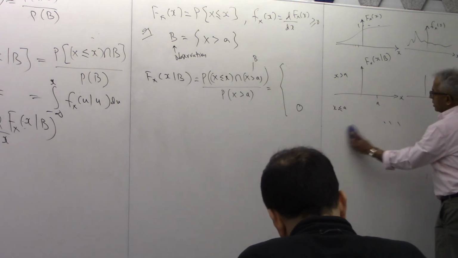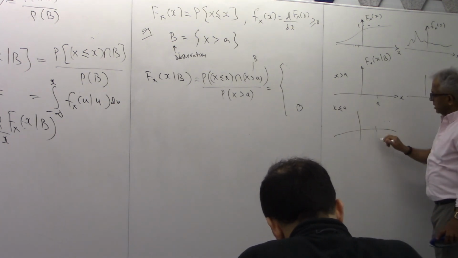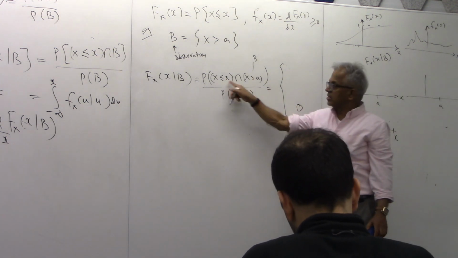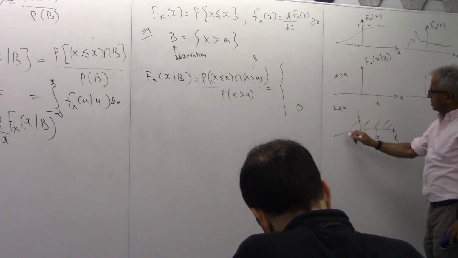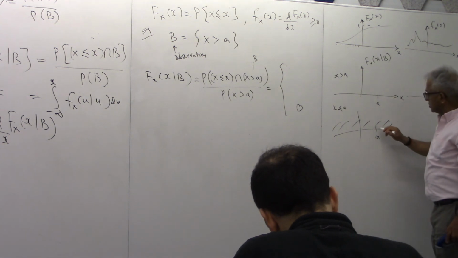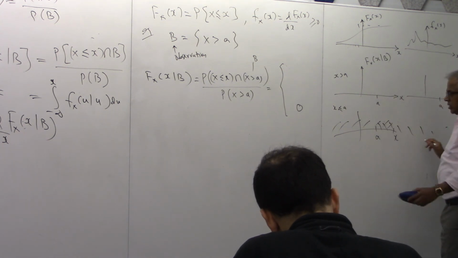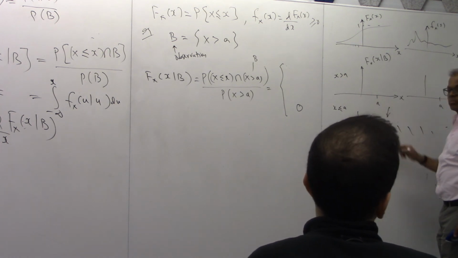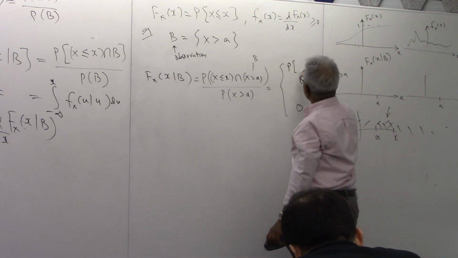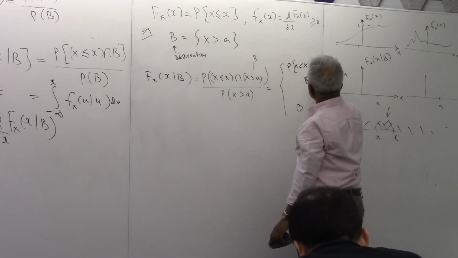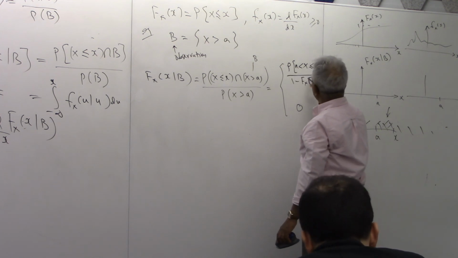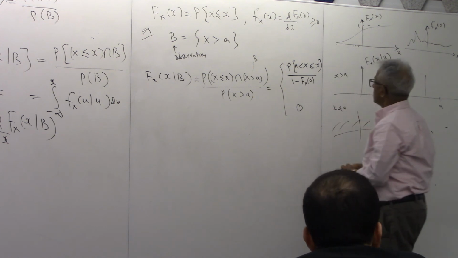So let's do the other case. Once again, a is here, but in this case, x is beyond that. So X less than or equal to x, the random variable is anywhere here, and this is the event where X is greater than a. X is given to be greater than a. So their intersection gives you X between a and x. So the numerator is the probability of X between a and x, divided by the probability of X greater than a.